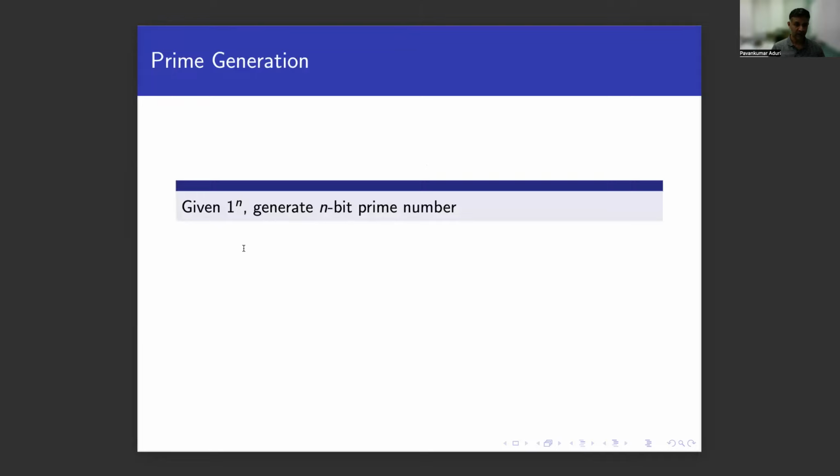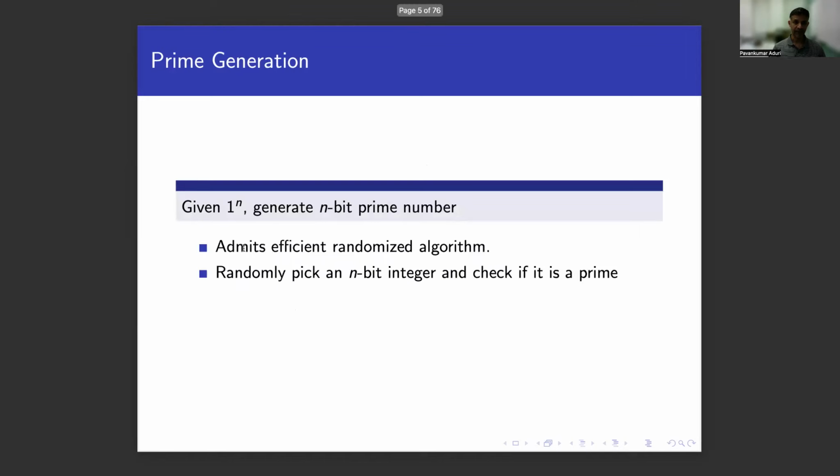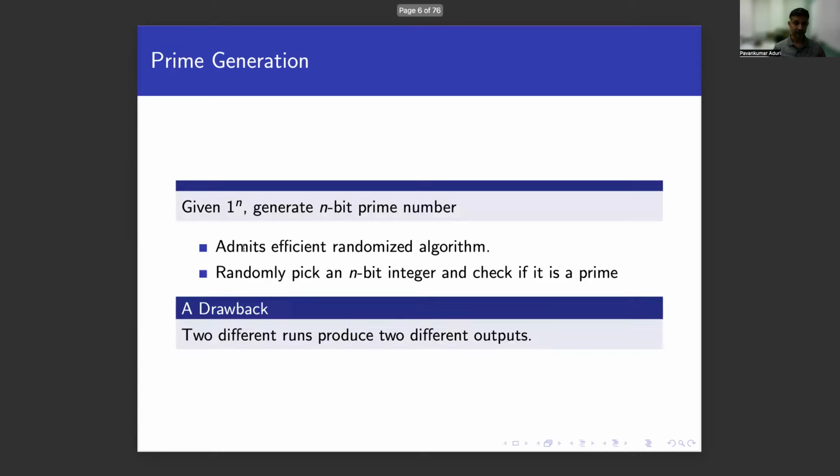Just to motivate the notion of pseudodeterministic algorithms, let's consider this problem. Given 1 to the n, the goal is to generate an n-bit prime number. There is an obvious randomized algorithm for it that is efficient. We randomly pick an n-bit integer and check if it is a prime. If so, we output it. Even though this algorithm is very efficient, there's a drawback. If I run this algorithm two different times, it's going to produce two different outputs with very high probability. The different random choices will lead to different outputs.